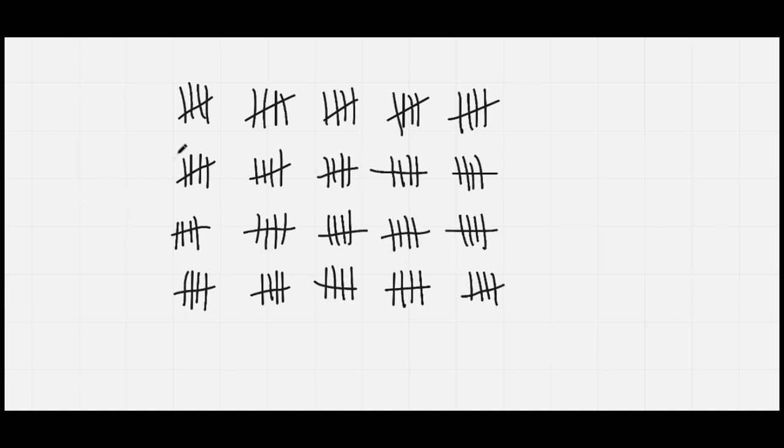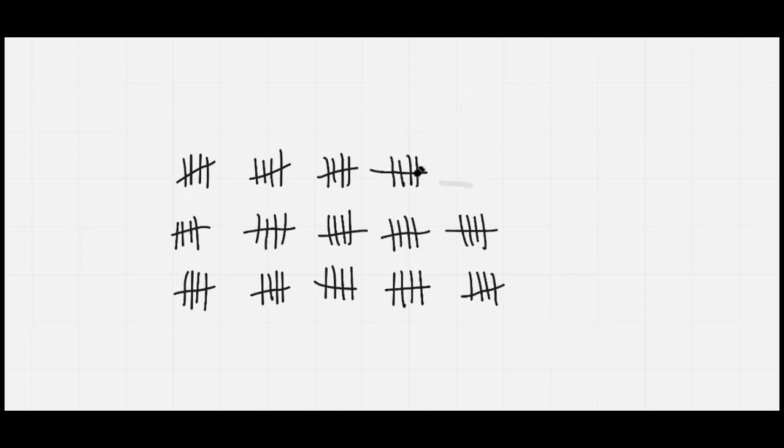Let's count by fives all the way to 100. 5, 10, 15, 20, 25, 30, 35, 40, 45, 50, 55, 60, 65, 70, 75, 80, 85, 90, 95, 100. Go ahead and erase your board.